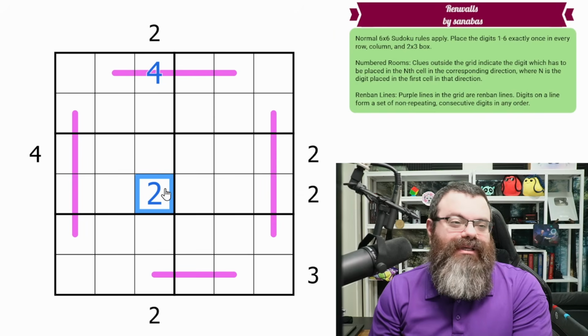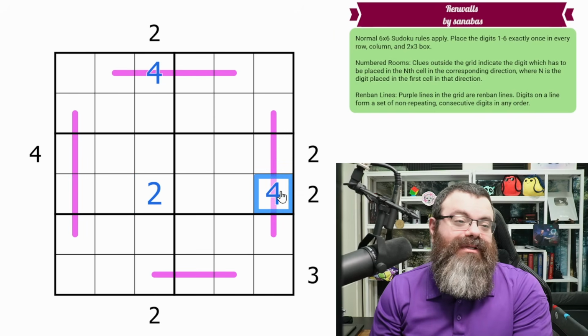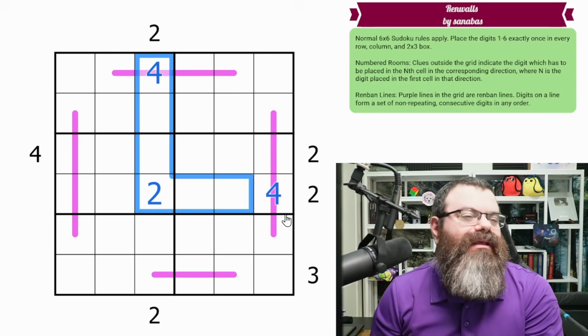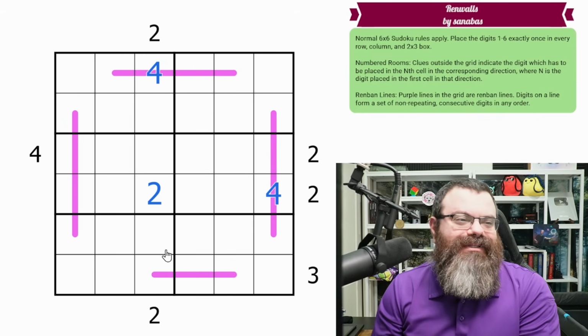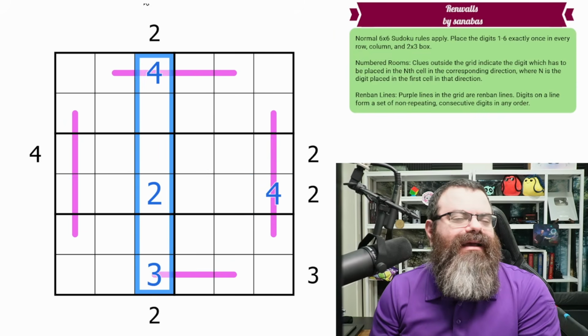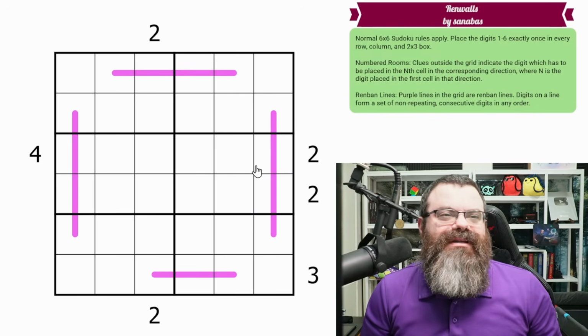And since this 2 was here, this would also be a 4 because we count 1, 2, 3, 4 to get to that 2. All right. And this 2 would be a 3. All right. So that's numbered rooms.